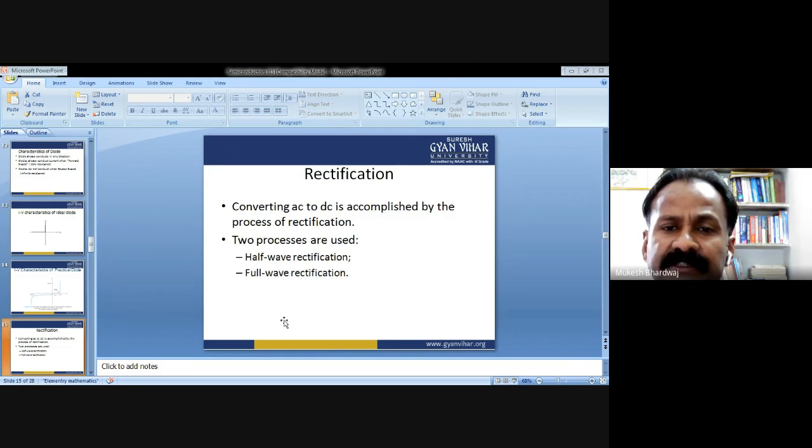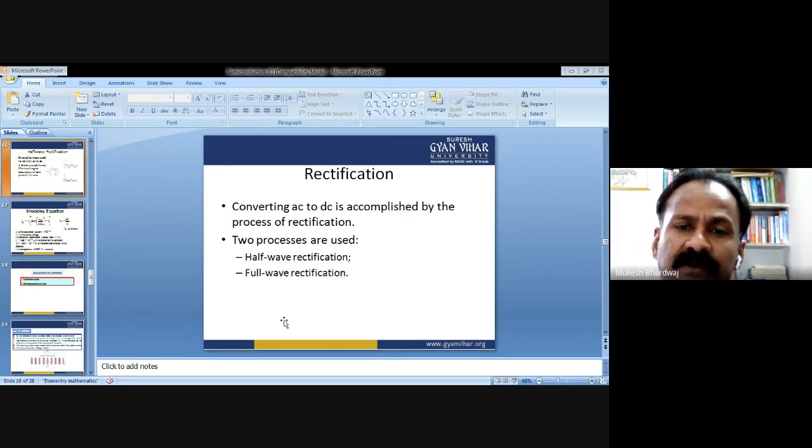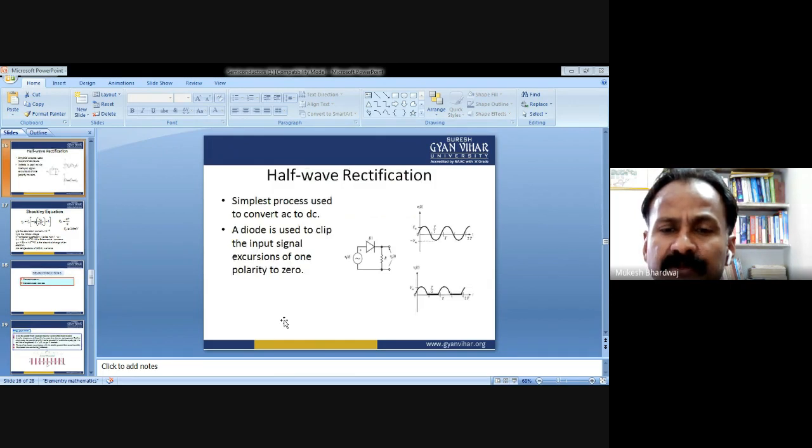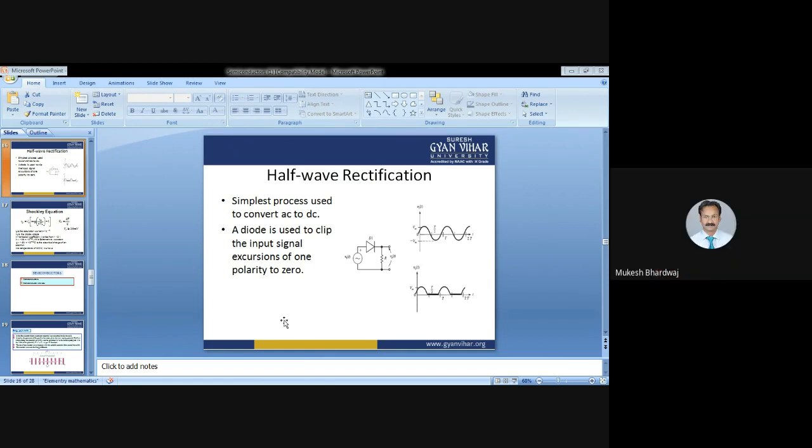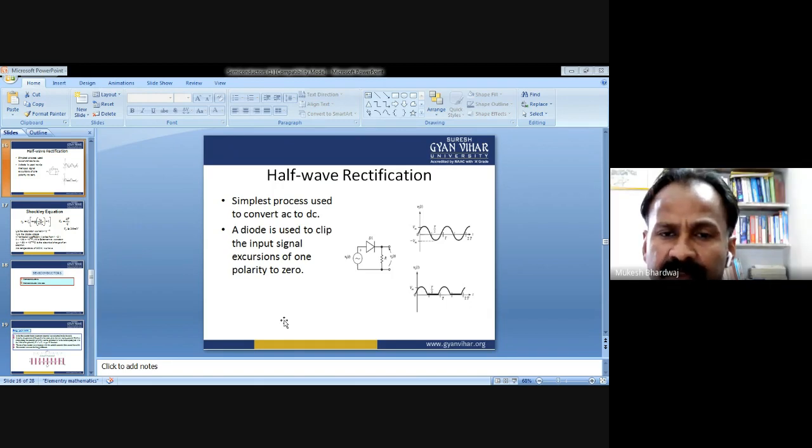Rectification. Converting AC to DC is accomplished by the process of rectification. Two processes are used: half wave rectification and full wave rectification. Half wave rectification is done by using the diode as a circuit element. You can use the diode for wave rectification. That is, if you want to convert alternating current into direct current, we use a diode as a rectifier. And there are two types of rectifiers: one is the half wave rectifier and the other is the full wave rectifier.